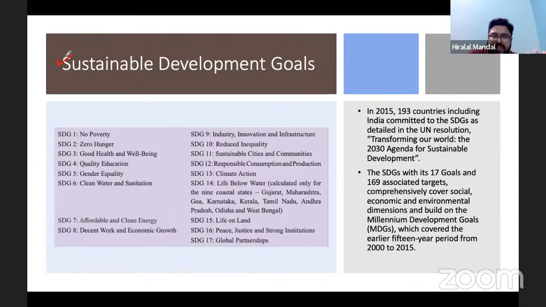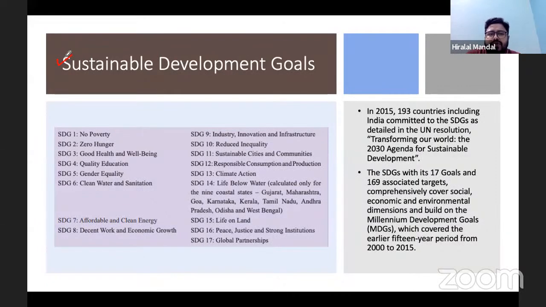intergenerational equity is maintained. Meaning what? The development should be done in such a way that we can ensure intergenerational equity. We should leave the resources for the next generation. That is what sustainable development is.